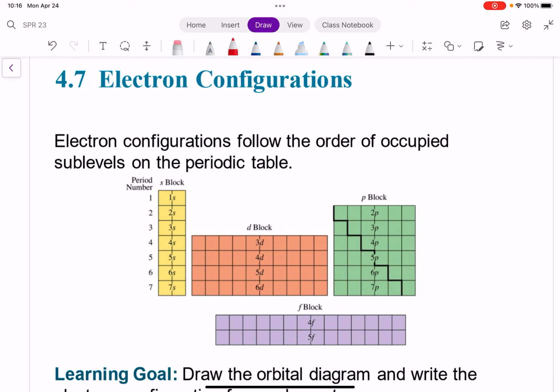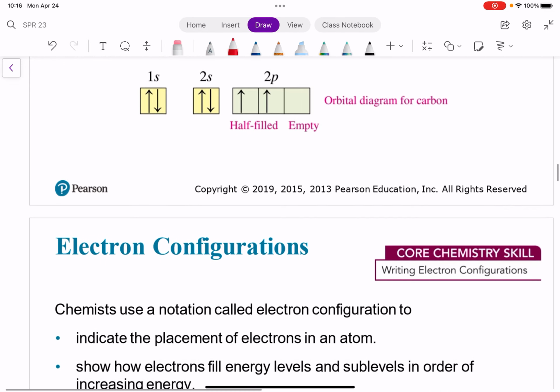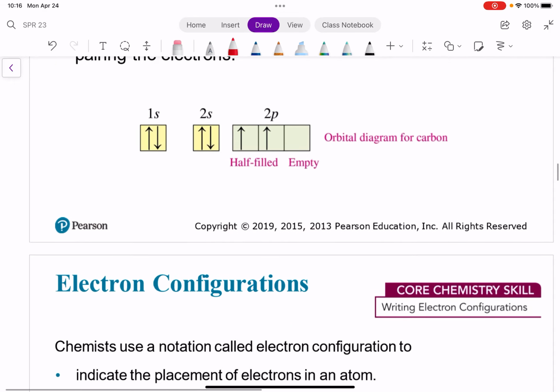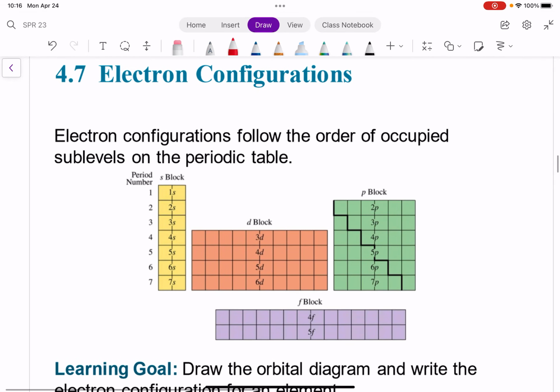So electron configurations, let's actually jump down here just a little bit. Chemists use a notation called electron configuration to indicate the placement of electrons in an atom, to show how electrons fill energy levels and sublevels in order of increasing energy, right? They fill the lowest bookshelf first. And then to write an abbreviated form and represent all of the electrons preceding a noble gas. We'll talk about what that means. So just back up here.